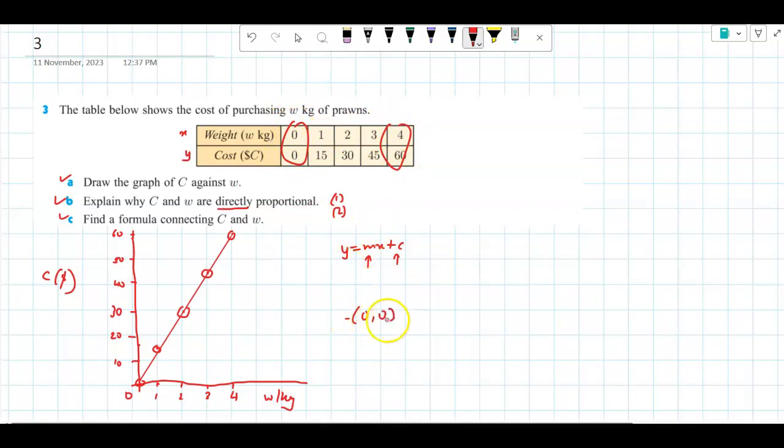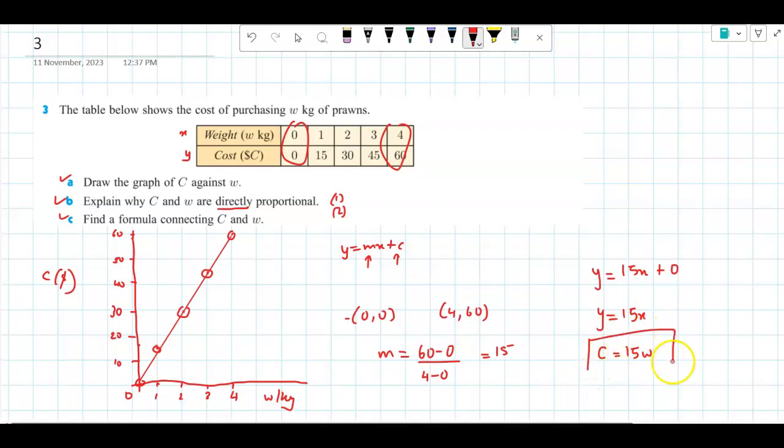So you have 0, 0 and you have 4, 60. So slope is equal to (y2 minus y1) upon (x2 minus x1). So that's how much? 15. So what's your equation? y = mx, slope is 15, so 15x, plus y-intercept, which is 0. So y = 15x. So the cost C is equal to 15 times W. How do you know the y-intercept is 0? It's passing through the origin.